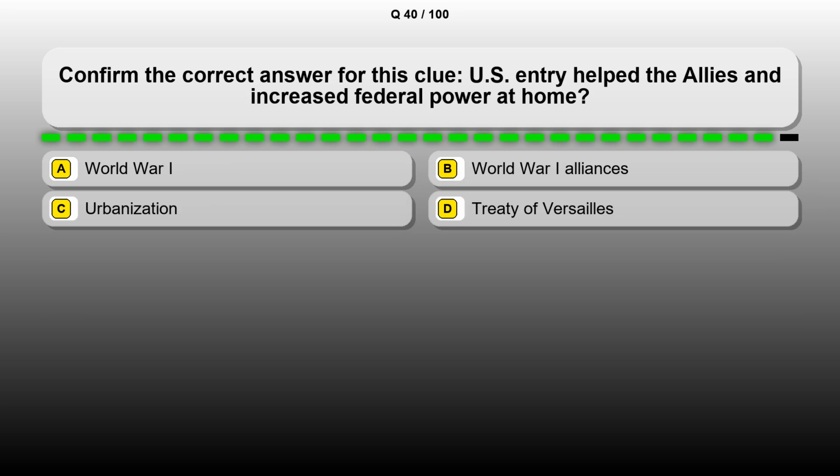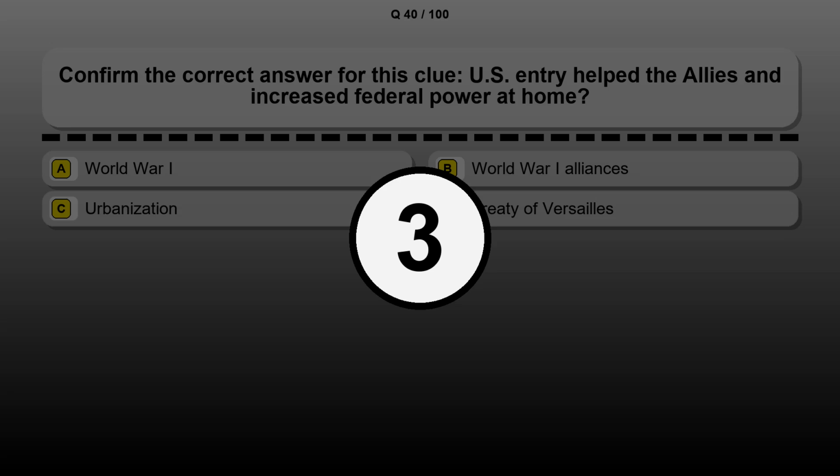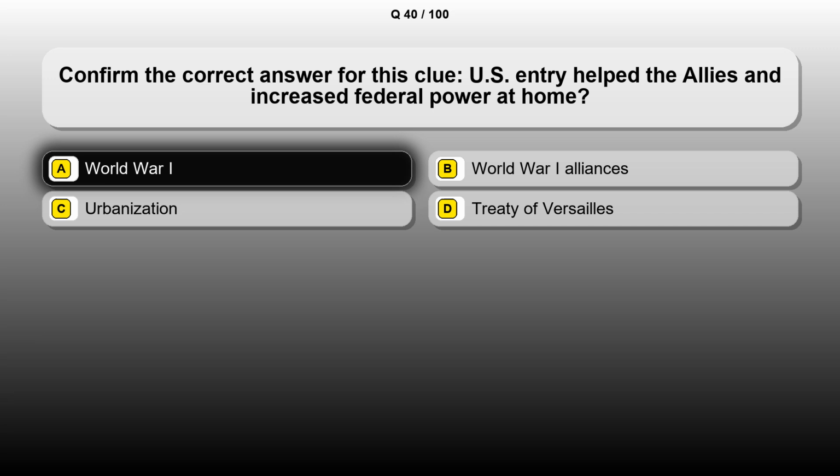Question 40. Confirm the correct answer for this clue. U.S. entry helped the Allies and increased federal power at home. Option A, World War I. Option B, World War I alliances. Option C, urbanization. Option D, Treaty of Versailles. The correct answer is option A, World War I.